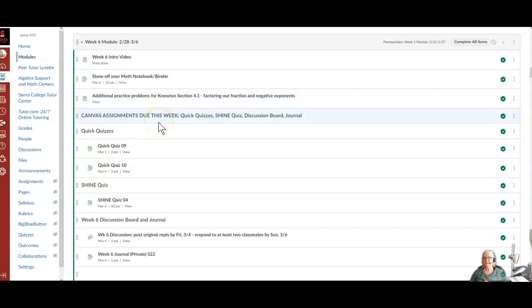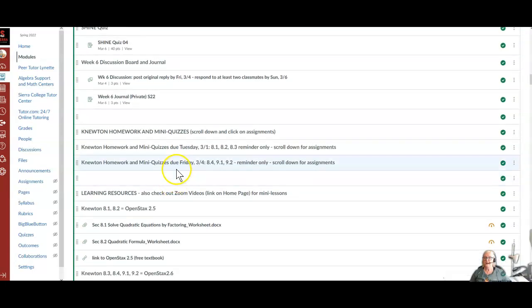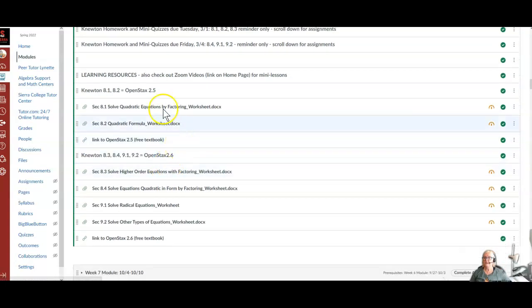This is a typical week. Quiz, quick quizzes, shine quiz, discussion board, and journal due. And then Newton homework. And then this looks like a lot because it's 3 sections on Tuesday and 3 sections on Friday. But notice that it's only 2 sections in the textbook. So it's really not that much. It's just divided up into smaller bites.